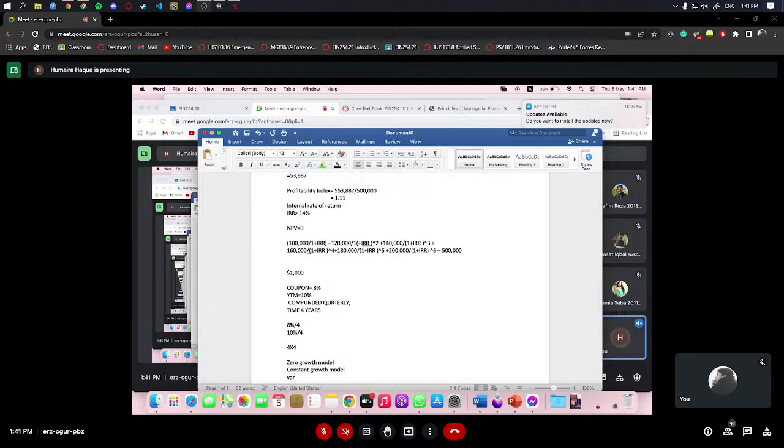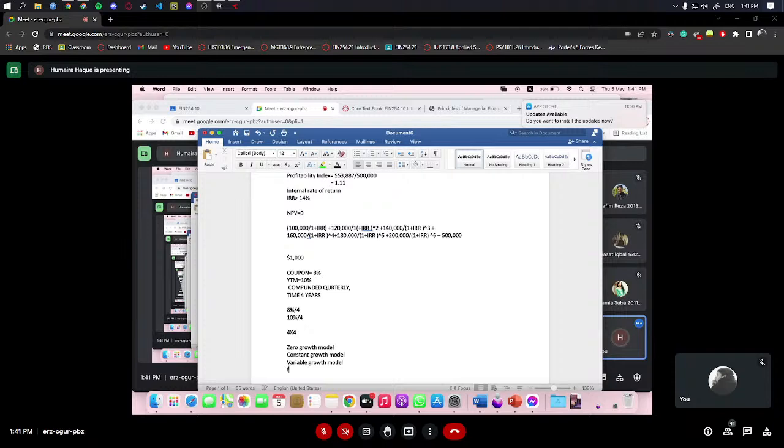Constant growth model, variable growth model, and we have our FCF, which is our free cash flow model. Free cash flow model ta bhalo bhabe dekhben. FCF model, right?